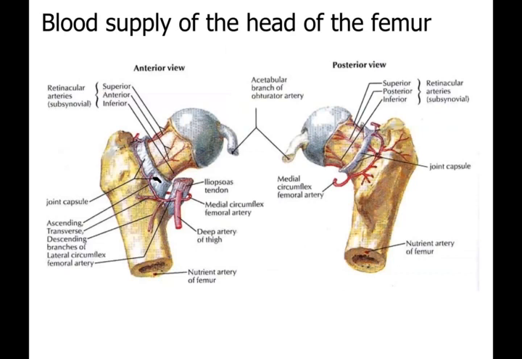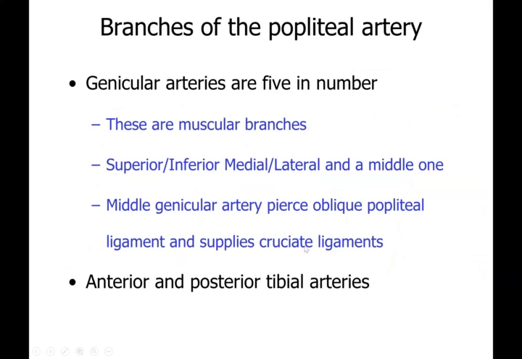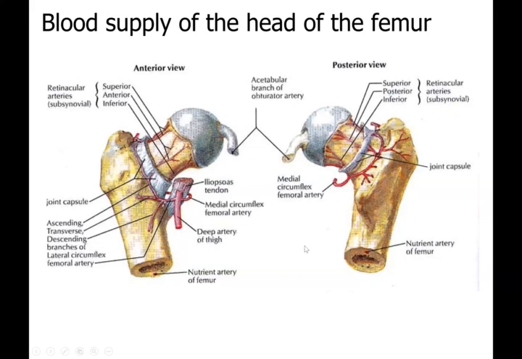Then an important topic, the blood supply of the head of the femur. This is an important discussion. There are two or three sources of blood supply. One supply is through the nutrient artery. It passes through the bone and through the neck, which is deep. So that is one supply through the nutrient artery.